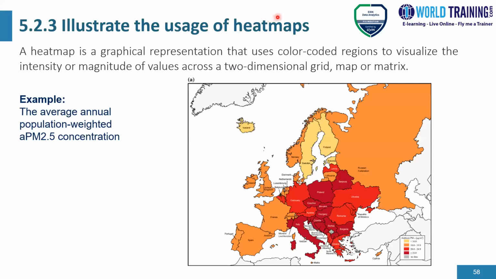This slide basically focuses on the usage of heat maps. In this slide, we are trying to depict how the heat map can graphically represent the intensity of data, right? We can use different color codes for representing the intensity of data, and this is a two-dimensional grid which helps you create a matrix or map and visualize the data in the most easily understandable format.